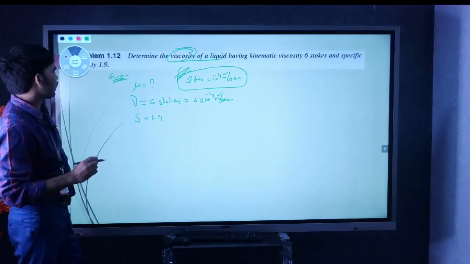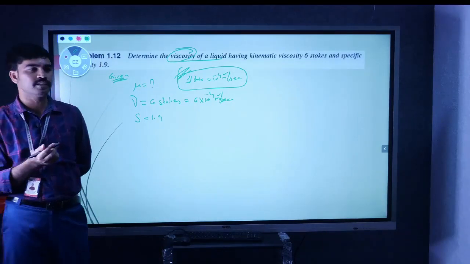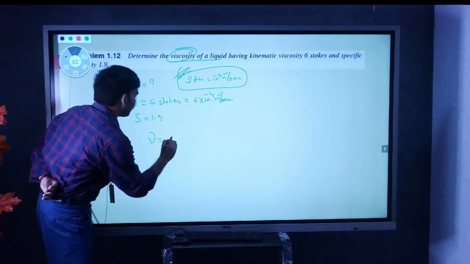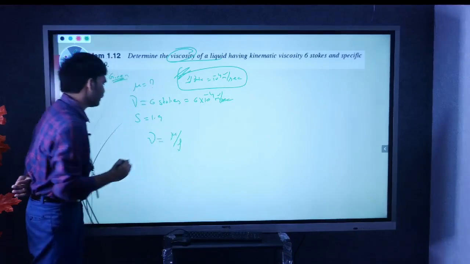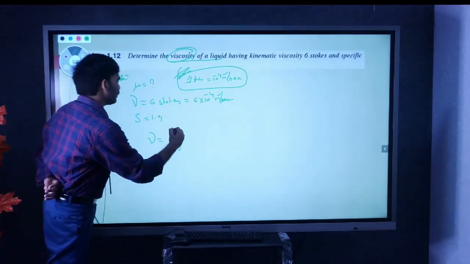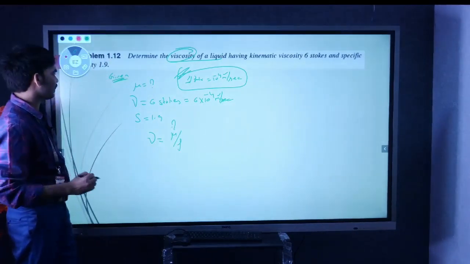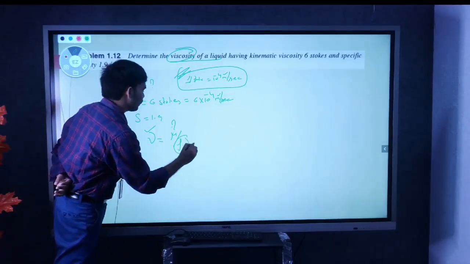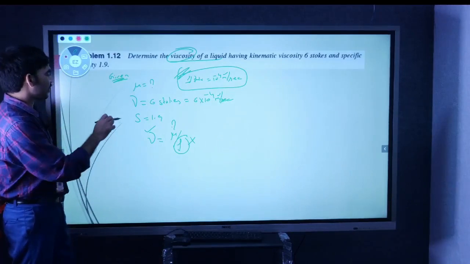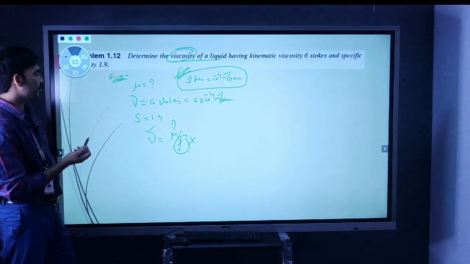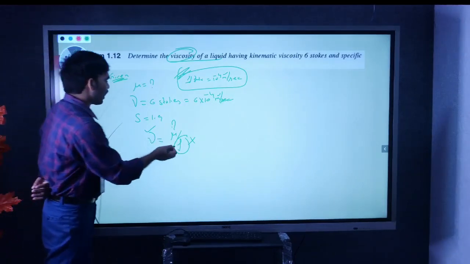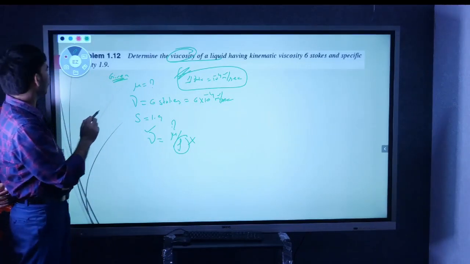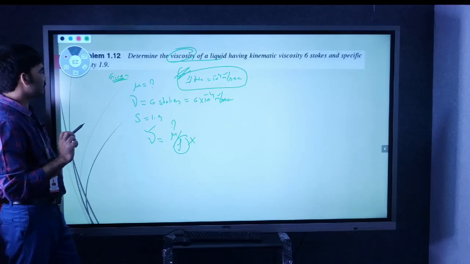So what is the relation between the dynamic viscosity and kinematic viscosity? Nu is dynamic viscosity by mass density. So you have to find out this dynamic viscosity. Kinematic viscosity you know and density you don't know, right? So without knowing the density you cannot calculate the dynamic viscosity. To calculate the density, what formula is given? Nothing, right? He has provided only specific gravity.